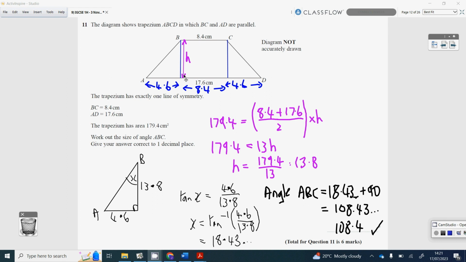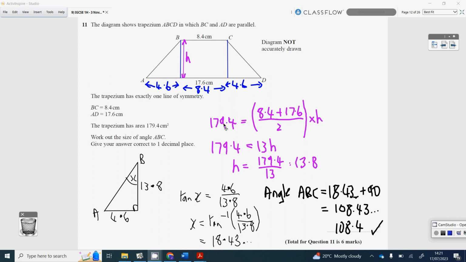Now, it's a trapezium. How do you work out the area of a trapezium? Step 1, you average the parallel sides. So my 8.4 and my 17.6. I'm going to add those together and halve it. Then multiply that by the distance between the two parallel sides, which I'm calling h. And that will give me the area, which this question tells me is 179.4.